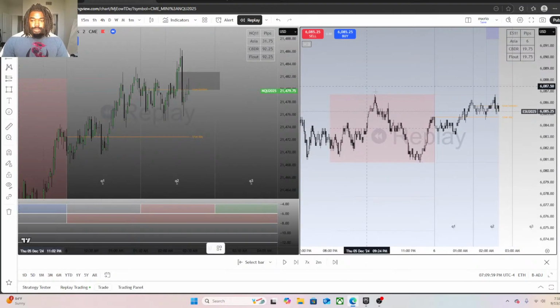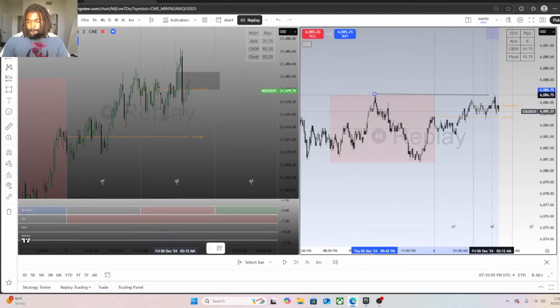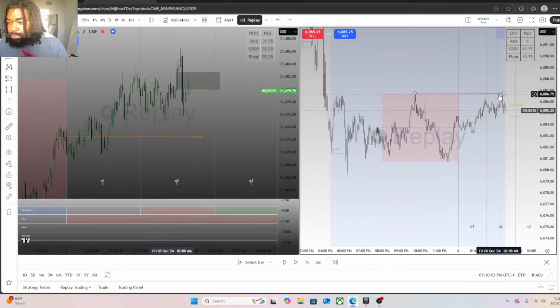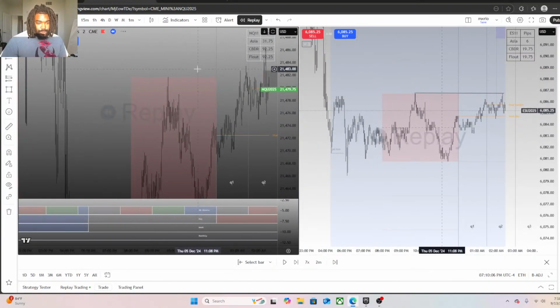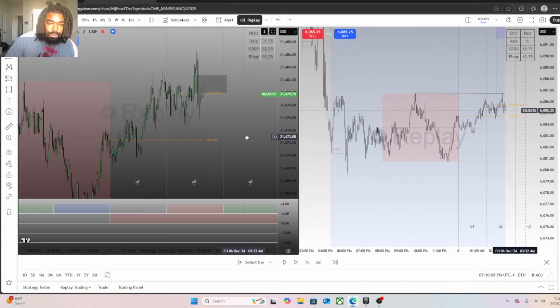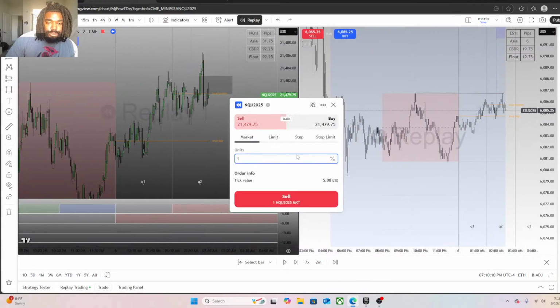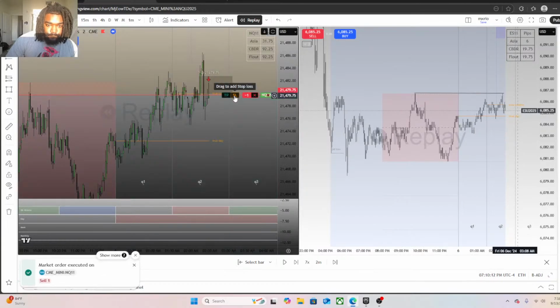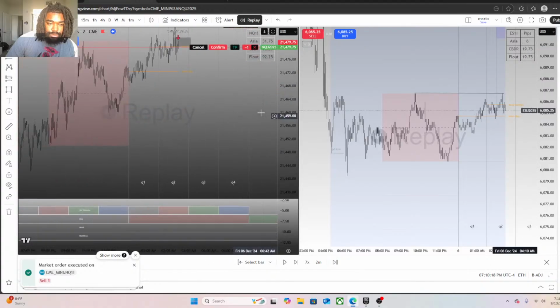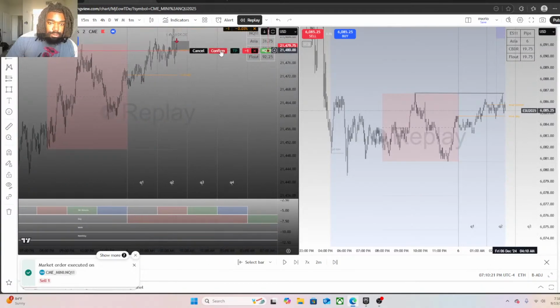So we got the SMT. ES made equal highs. NQ put in a new high. We got the BPR. We can sell off, stop loss at the highs. Yeah, we'll go to TP at the lows just because.